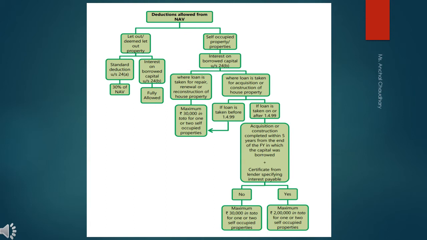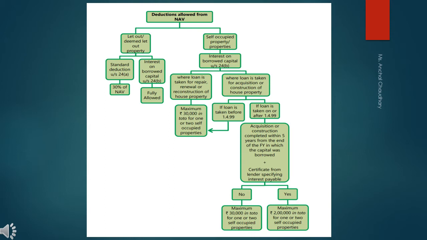If that property is self-occupied property, in that case, interest on borrowed capital, first is where loan is taken for repair, renewal, or reconstruction of house property. Whenever in question it has been mentioned that loan has been taken for certain cases like repair, renewal, or reconstruction, in that case maximum 30,000 exemption you get. When the loan is taken for acquisition or construction of house property, then in that case there are two scenarios.